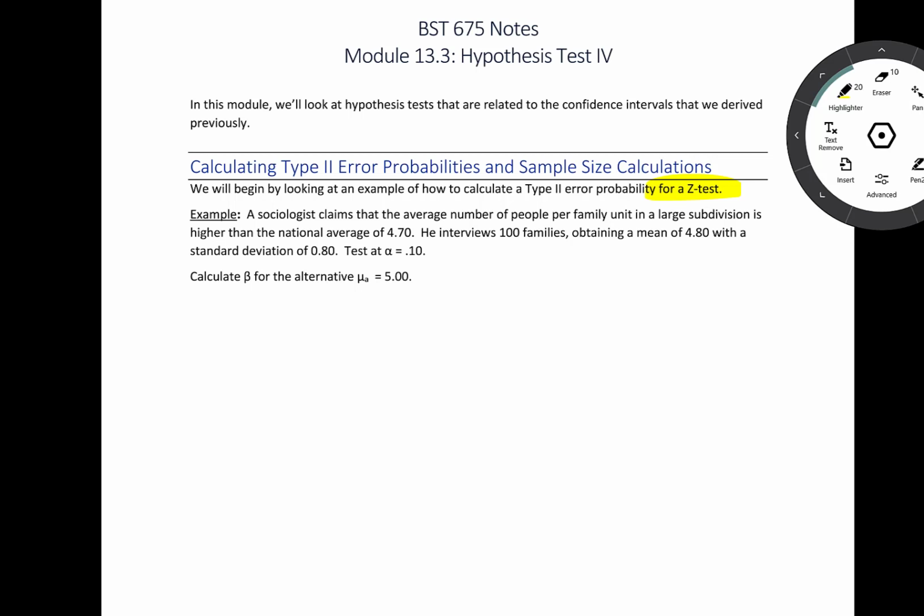Because if you have a good understanding of how to do this for the z-test, then you can derive from that how you would calculate these for other types of hypothesis tests, because the overall idea of what we're doing is going to be very similar. So let's start out. We're going to look at an example to help motivate these calculations.